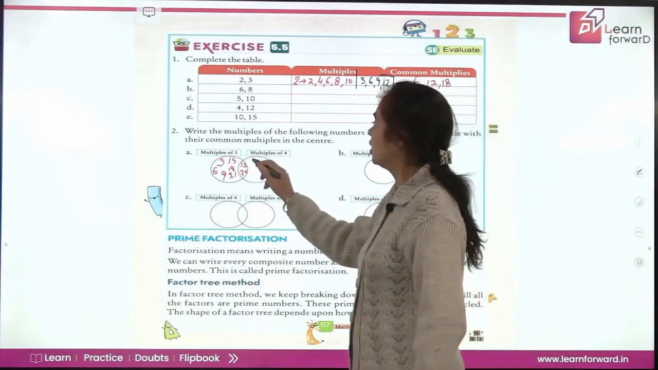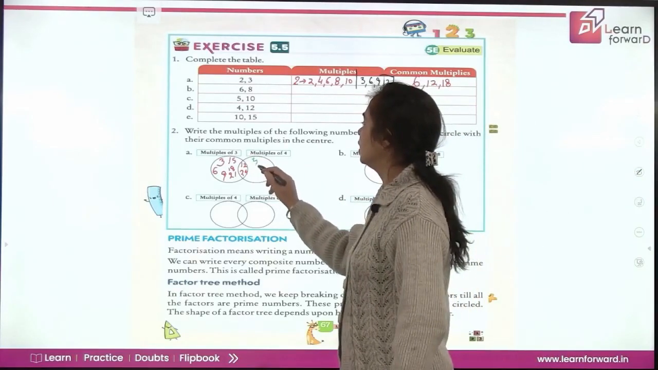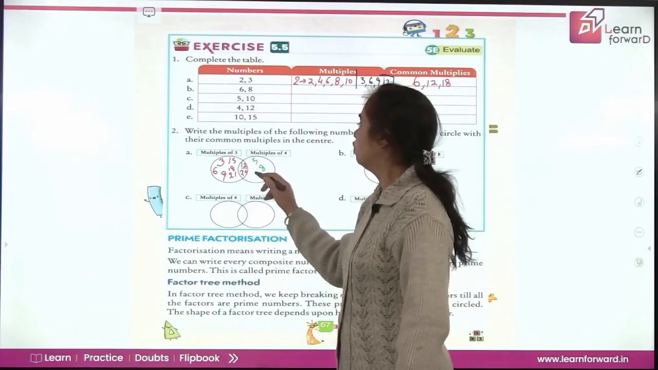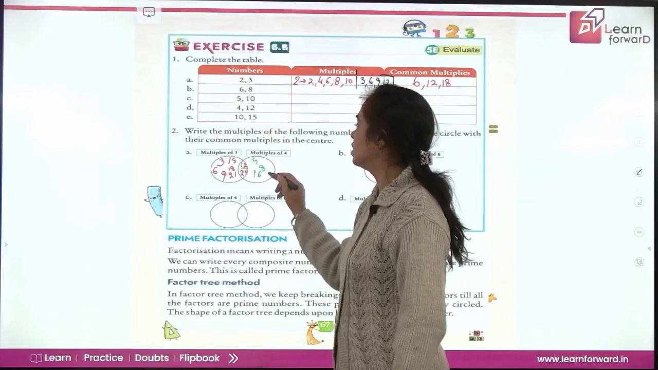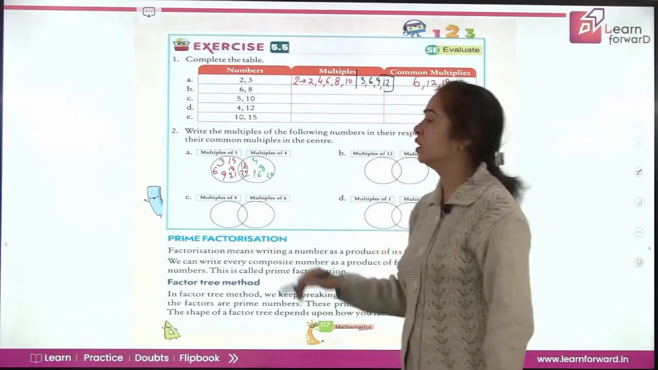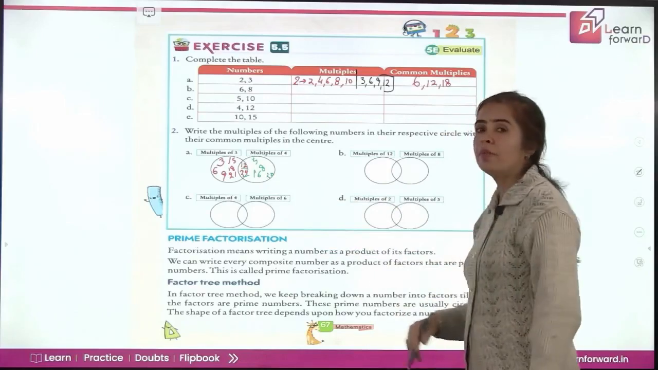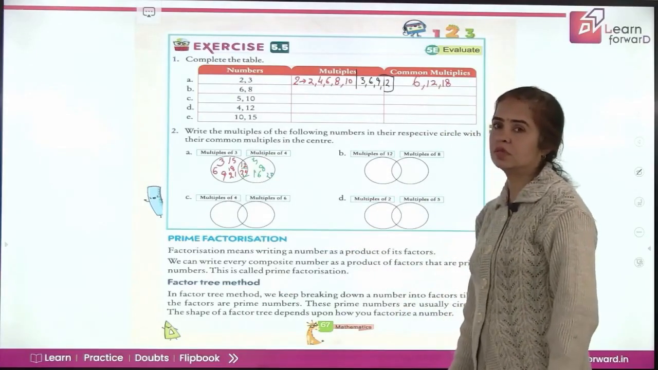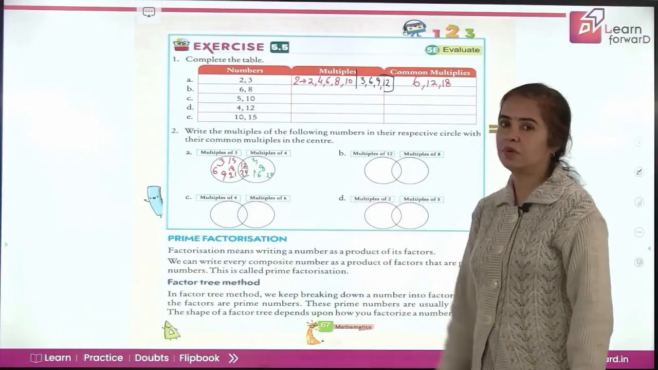Right? Now when we write the multiples of 4, what do we get? 4 times 1 is 4. 4 twos are 8. 4 threes are 12, which is already written here. 4 fours are 16. 4 fives are 20. 4 sixes are 24, which is also written here. So this way you get the common multiples of 3 and 4 in this common region of the two circles. So you'll be doing the rest of the parts yourselves.